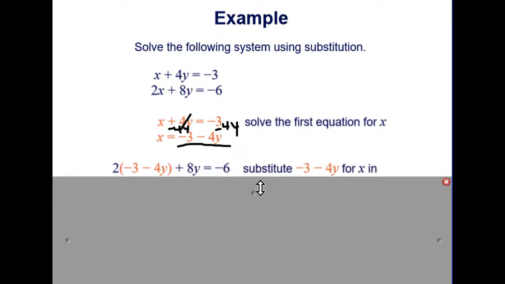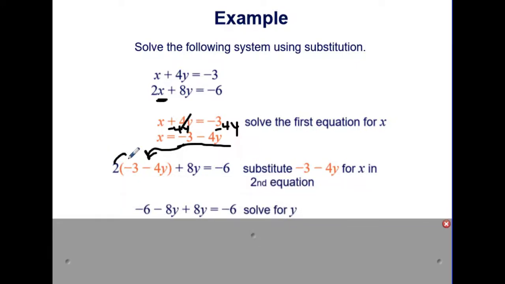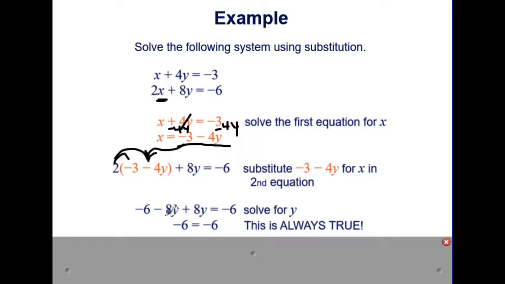We'll substitute that for x in the second equation, making it 2 times the quantity negative 3 minus 4y, plus 8y equals negative 6. We'll distribute to get negative 6 minus 8y plus 8y equals negative 6. And negative 8y plus 8y is going to simplify to 0, cancel out, leaving us with negative 6 equals negative 6. This is always true. Negative 6 does equal negative 6.